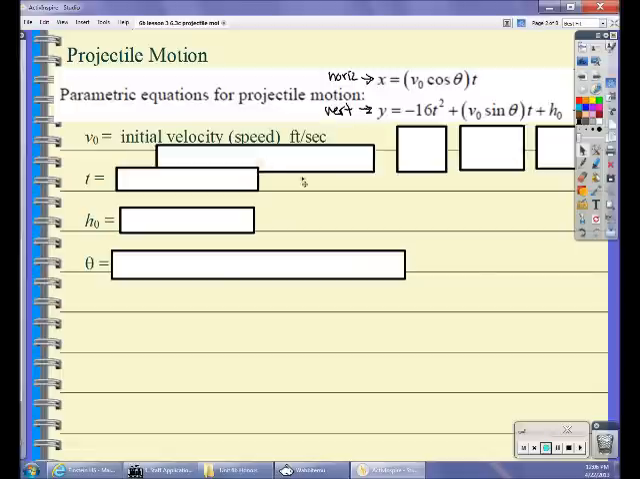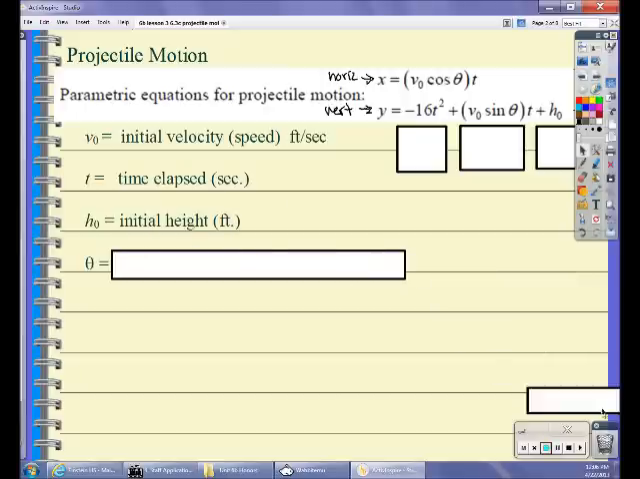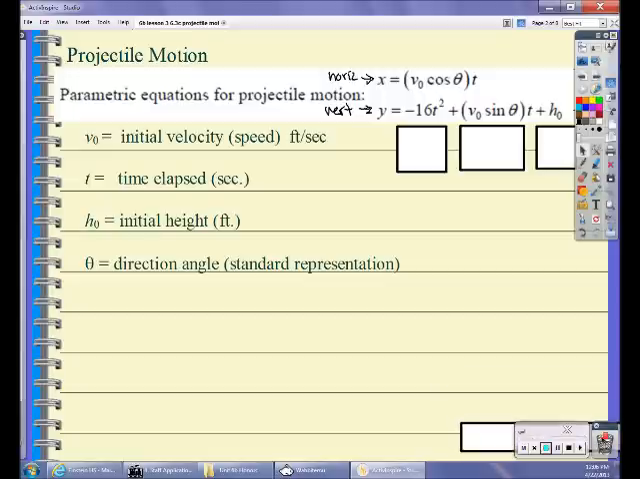V sub 0 is initial velocity. Initial because that sub 0 means at time equals 0. I'm always going to give you velocity in feet per second. T is time elapsed. Remember, that is also your parameter in the parametric equations, because that's your main variable. H sub 0 is initial height. It's going to be in feet. Theta is your direction angle, as usual, in standard representation.